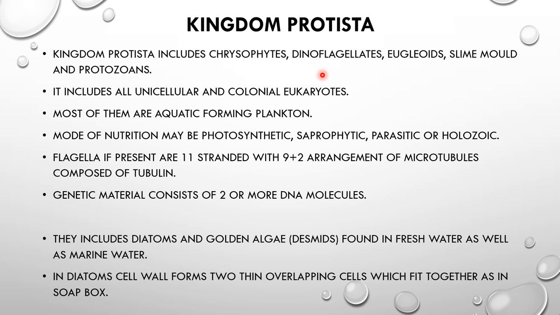So in this syllabus, the kingdom Protista includes chrysophytes, dinoflagellates, euglenids, slimy molds and the protozoans. These are the groups of the kingdom Protista that you have to study in this syllabus of your 11th standard. Now we will see one by one.